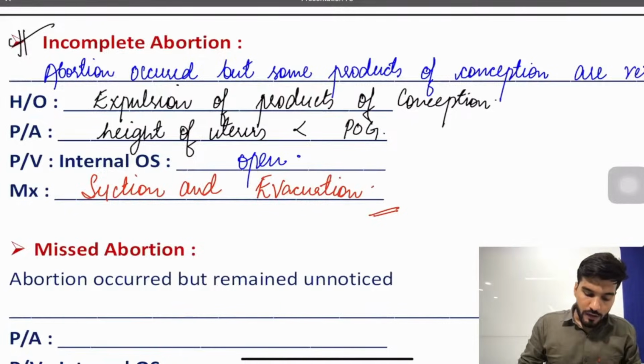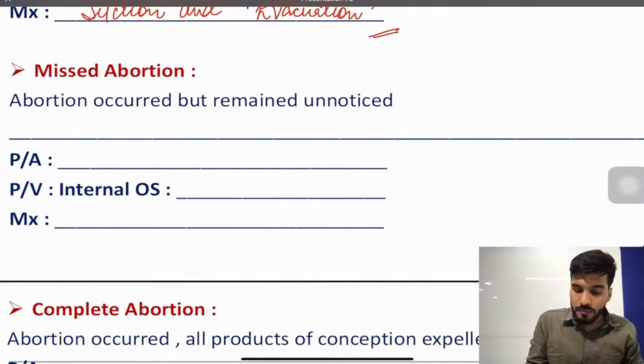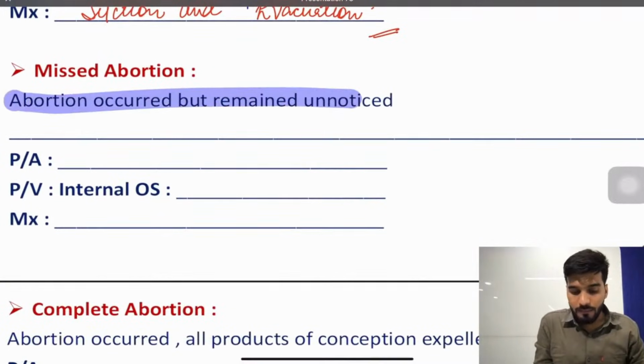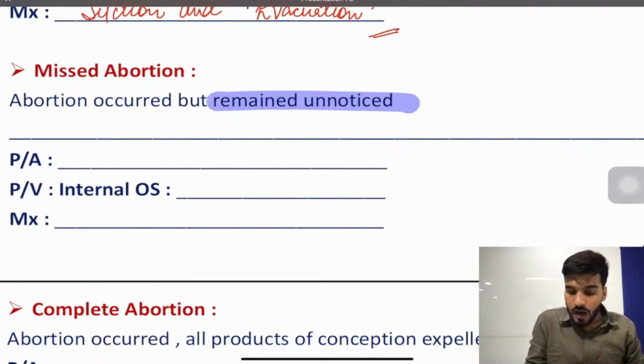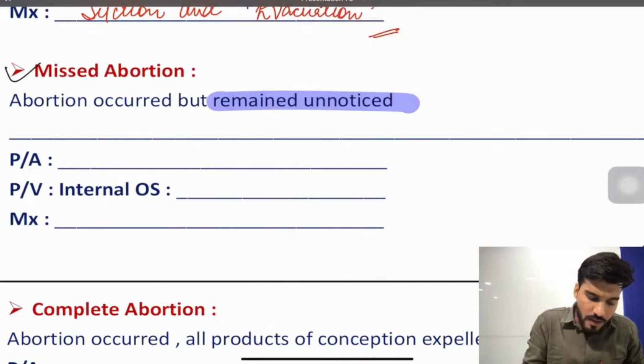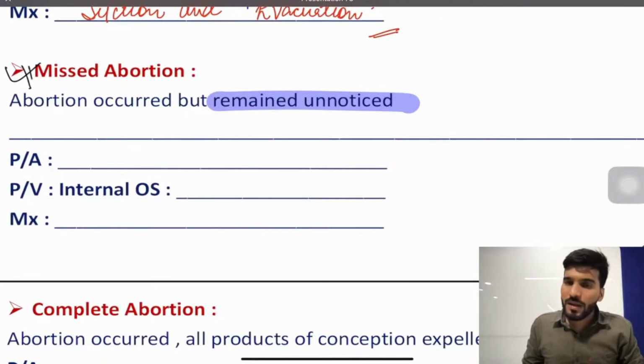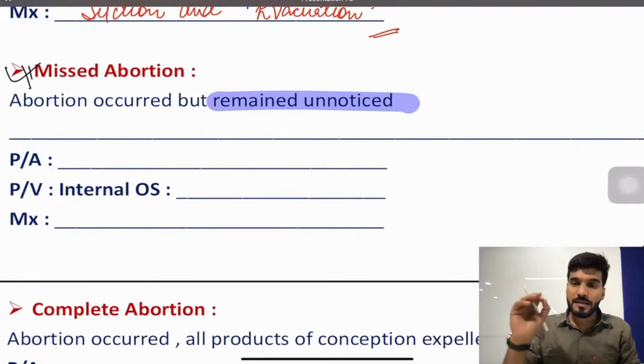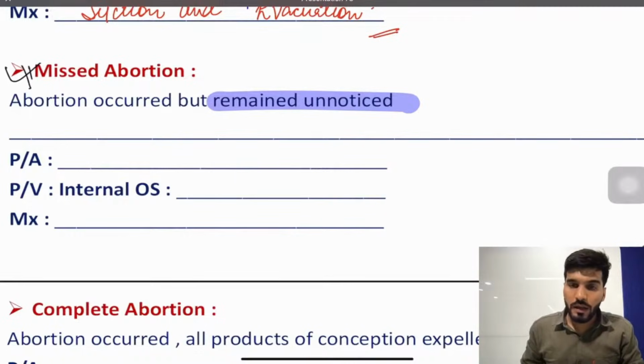Okay, followed by that we have a missed abortion. Now missed abortion, sir, abortion occurred but remains unnoticed. Why does it remain unnoticed? Because it's usually asymptomatic. There may not be any pain, there is slight spotting, not complete bleeding. So it's usually unnoticed, or it's also written as with no warning signs and symptoms. If the abortion occurred with a crumpled sac with no cardiac activity, that is the classical diagnosis of a missed abortion.